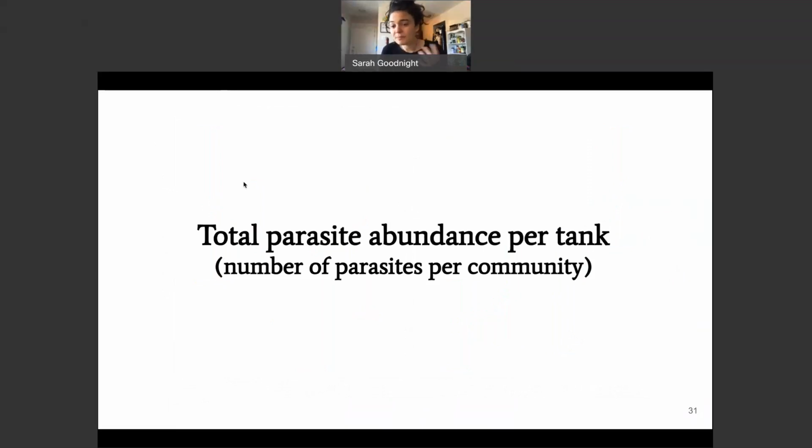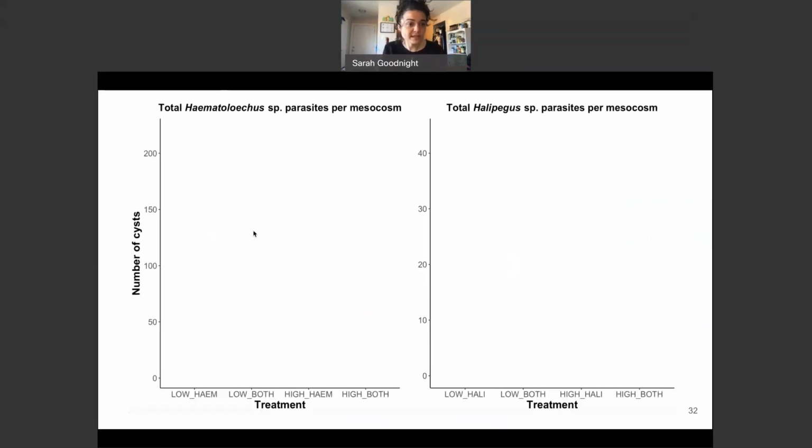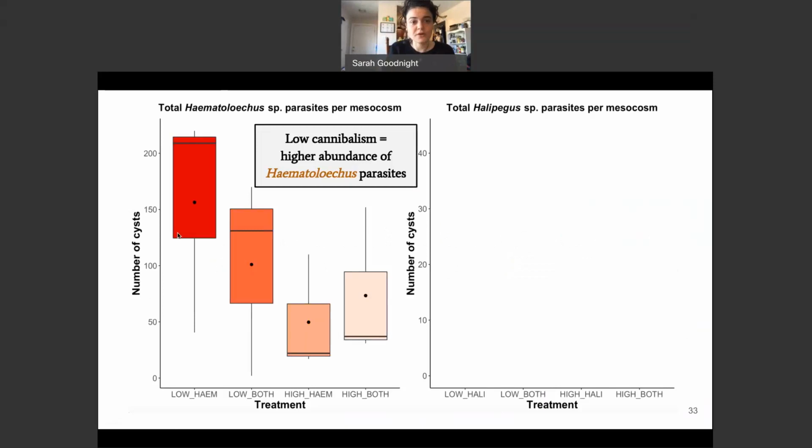But per capita parasite infection is not the entire story, right? I also wanted to look at the total number of parasites coming out of these communities. So the next thing I'm going to show you is total parasite abundance per tank, or the number of parasites in each community that I had set up. So again, here on my y-axis, this time the y-axis is the number of parasites per tank, per mesocosm, across all nymphs. And again, my x is treatment. Hematoloechus here on the left.